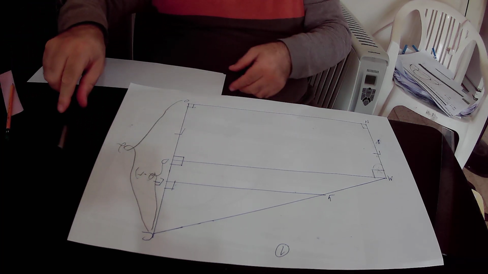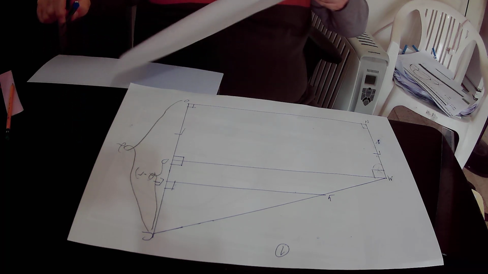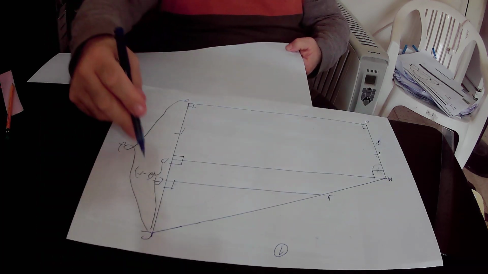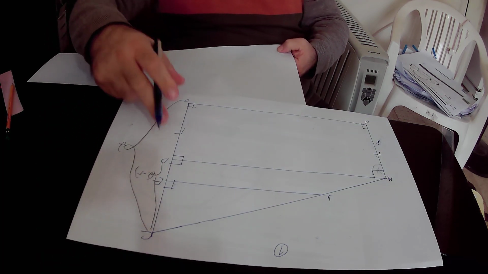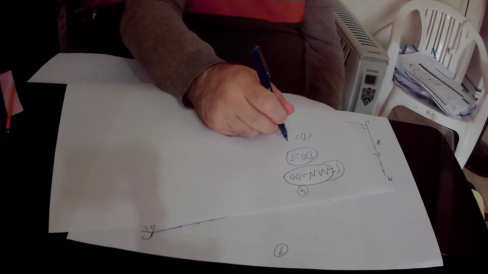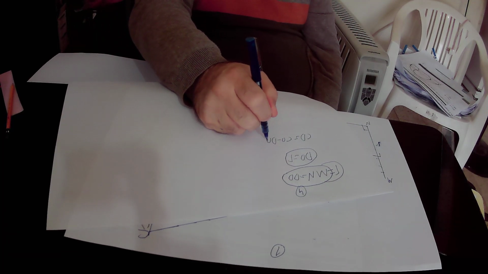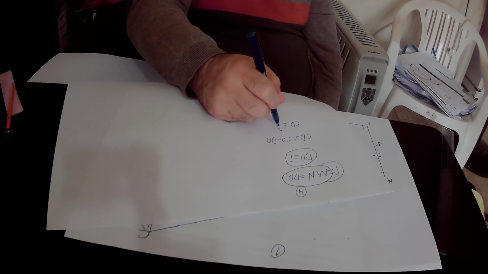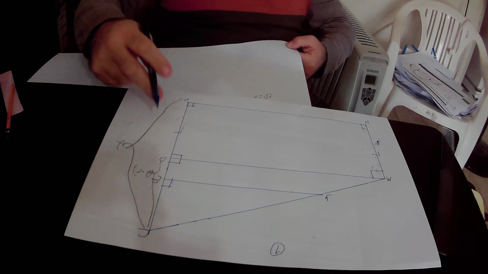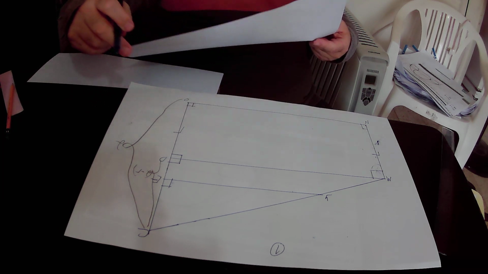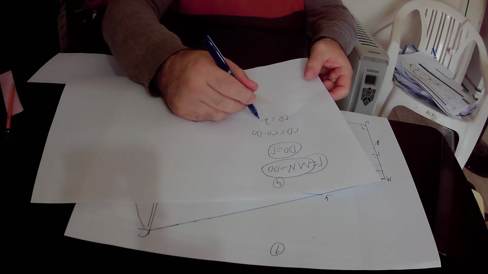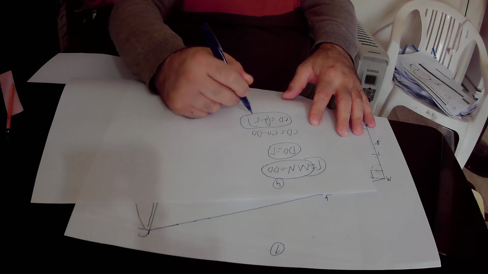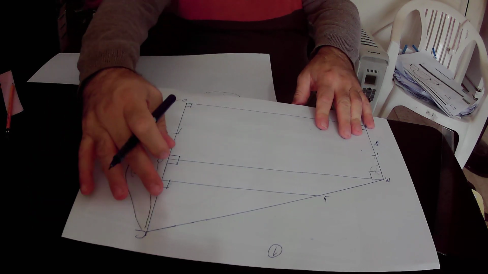So I will write it down. CD equals CO minus DO, and we know that CO equals 2 units, and DO is the radius of the small circle, that is to say it equals R. So in total, we found out that CD equals 2 minus R.